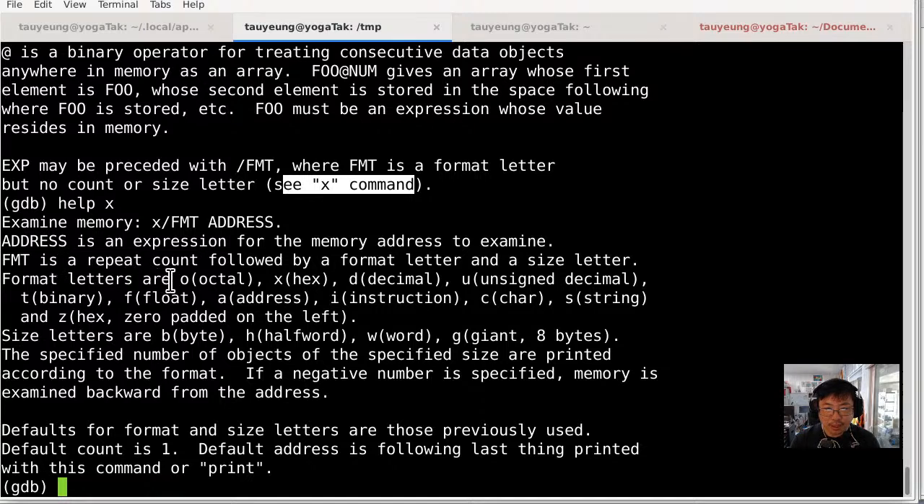So the format says if you want things to be printed in octal, which is base 8, specify /o, lowercase o. If you want hexadecimal, then you specify /x. If you want it to be decimal, /d. But this is a signed interpretation. If you want to interpret the bit pattern as unsigned, you do a /u. And you can even do a /t, okay, if you want a binary representation. So we can try all of this stuff here.